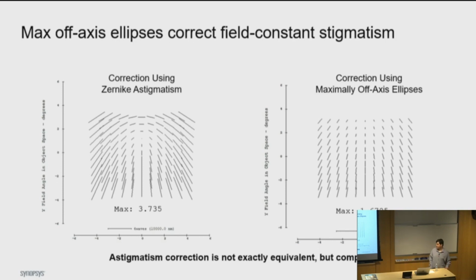On the right-hand side, though, is what we achieve using these maximally off-axis ellipses. And if we look at that, we can see that the shape is a little bit different. We don't have as clean of a correction of the field constant astigmatism, and in particular, we don't really see a node as clearly as we do on the left-hand side. But if we look at the scale, and if we recall that we started with 20 waves, we can see that we have had some nice improvement. And in a lot of ways, we are very much in the same ballpark. So this astigmatism correction is not exactly equivalent, but it is comparable. And that's what we were hoping to see.